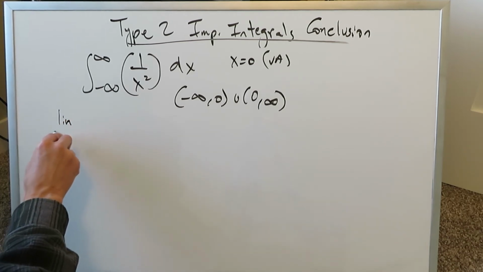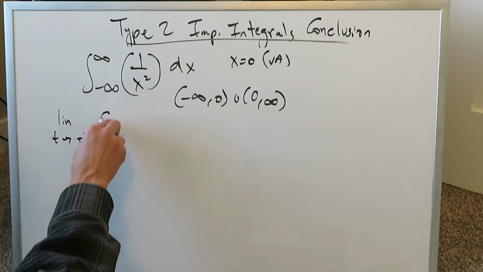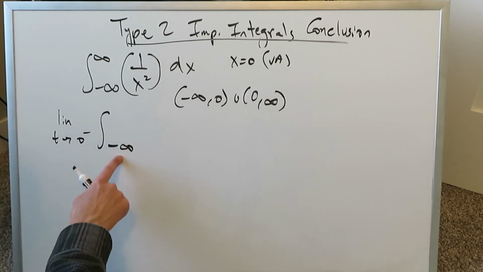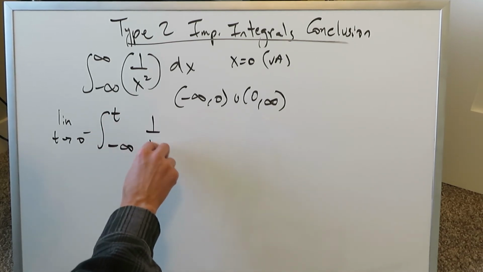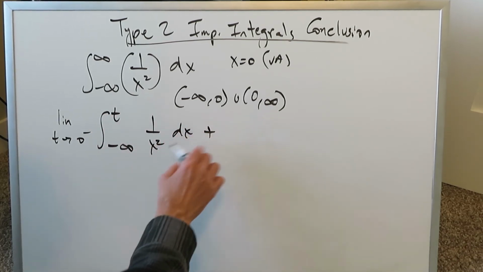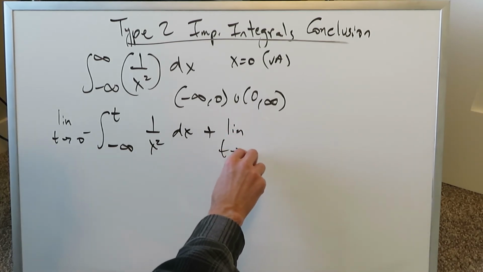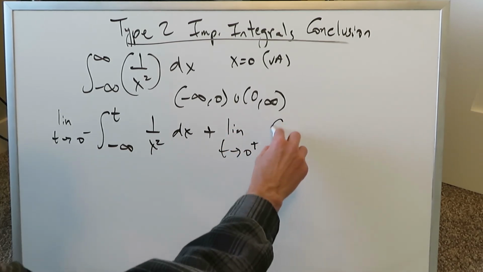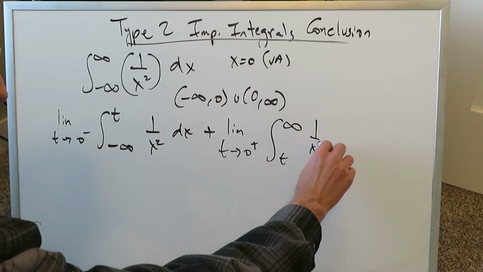We'll do limit as t approaches 0 from the left. You see how we're not bringing infinity here anymore. You can very well treat minus infinity as a good limit value right here. And then we're coming up to t, we have 1 over x squared dx plus, let's go to the other side of that y-axis. Limit as t approaches 0 now from the right. We will have here t, and then we're going up to positive infinity, 1 over x squared dx.